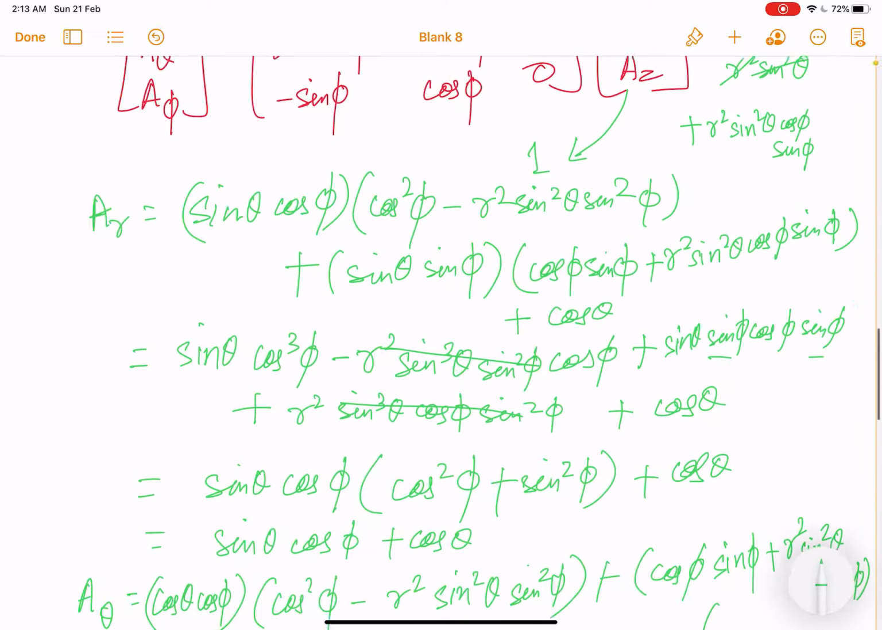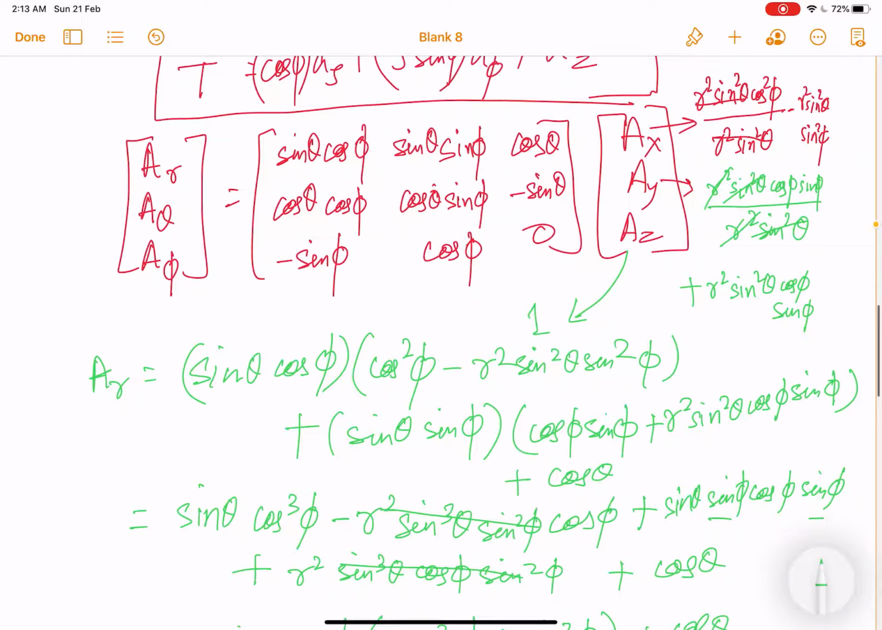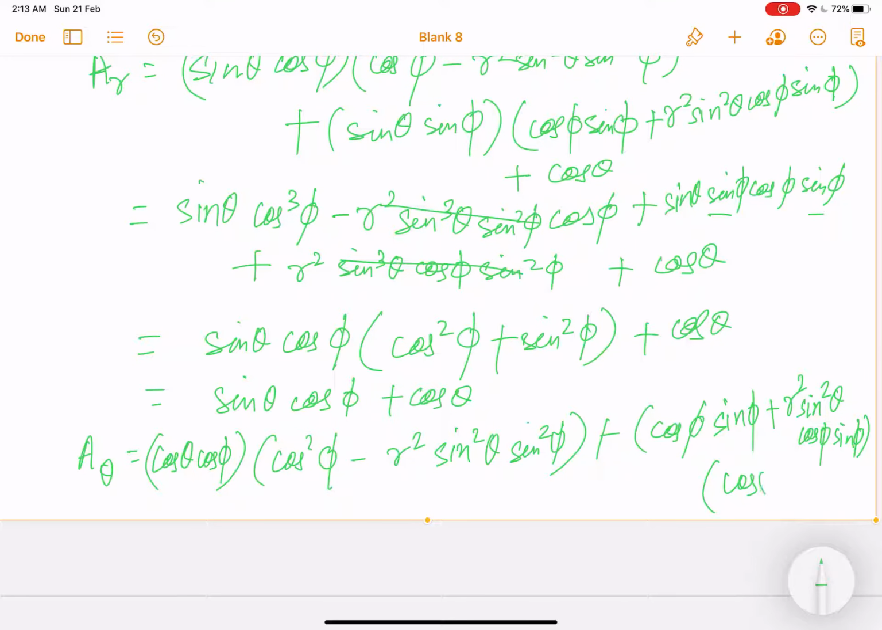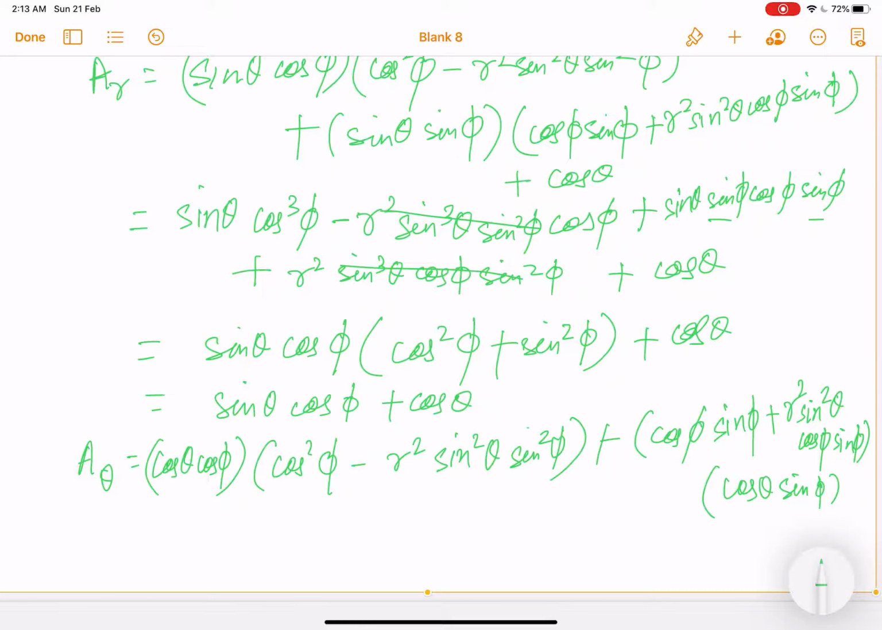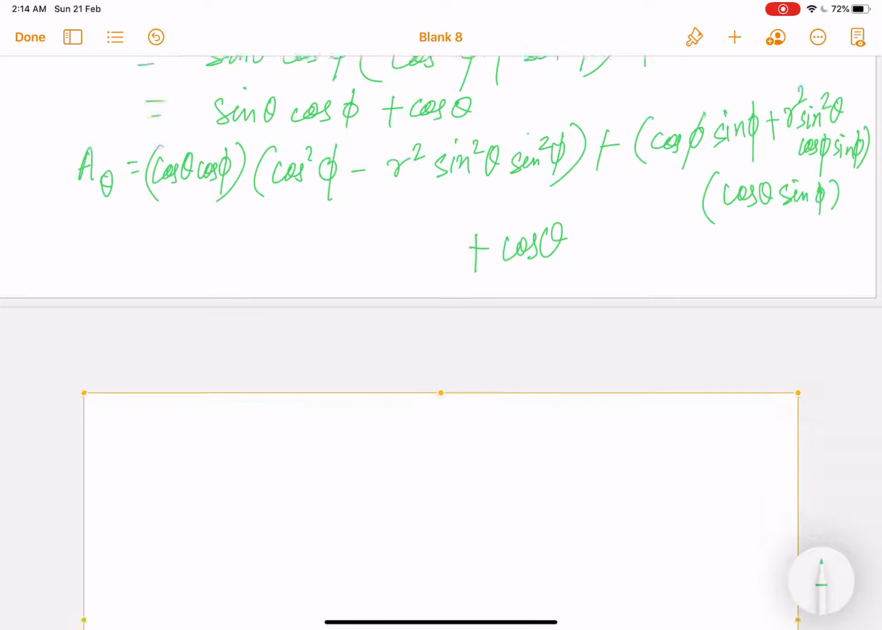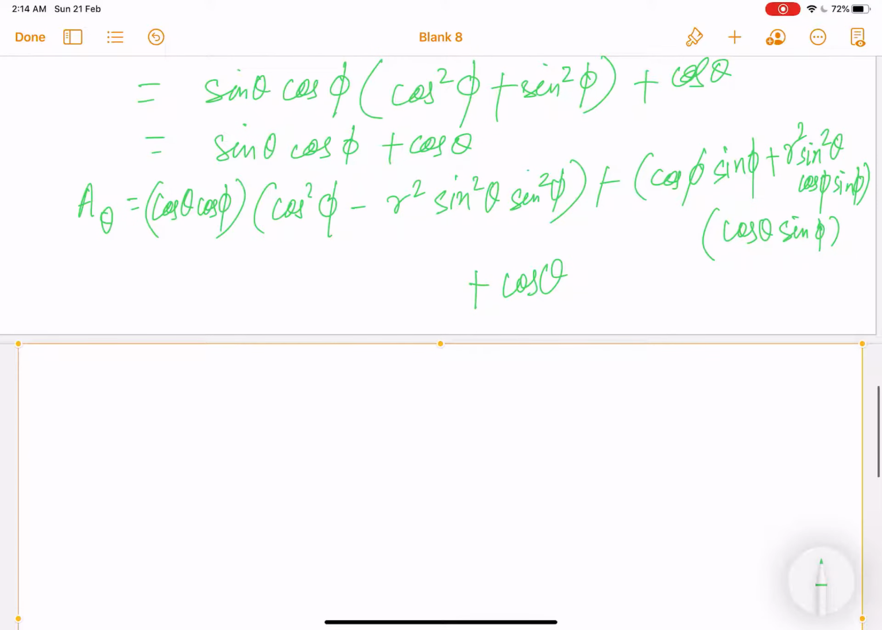Okay, this into a whole into what was that? Cos theta sine phi. Then next term will be plus cos theta. Okay, I could have left it like this, but I'm solving it for you. So you also better solve it. Then this is equal to, open it.